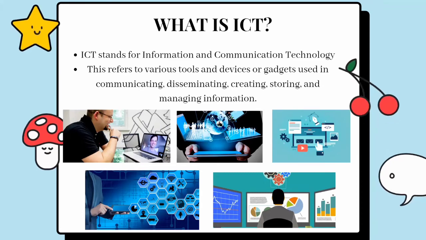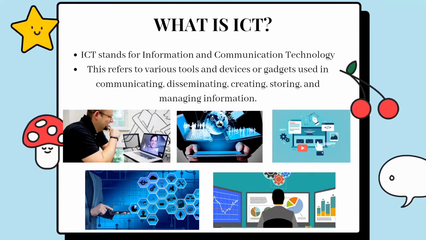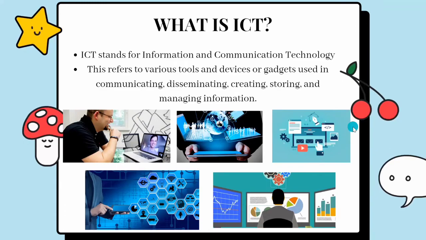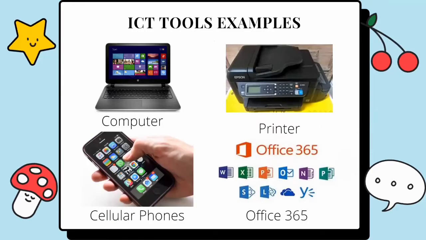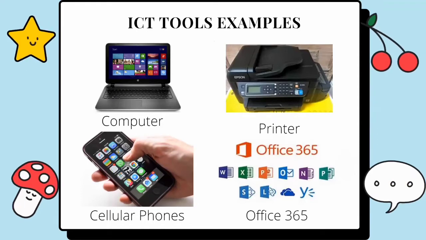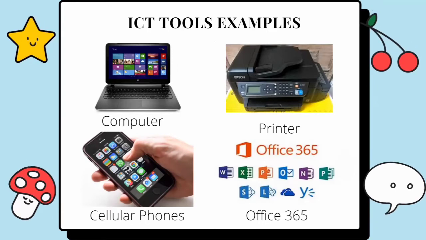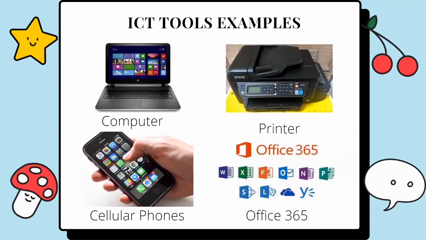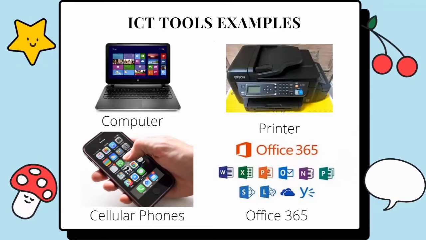These are the computers, printer, cellular phones, Office 365 such as Microsoft Word, Excel, PowerPoint, Outlook, OneNote, and any other technology tools that we can use for communication. With these two ICT tools examples, it covers any product that helps retrieve, manipulate, transmit, or receive information electronically in a digital form.